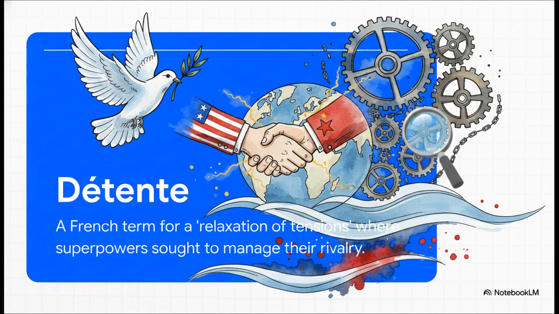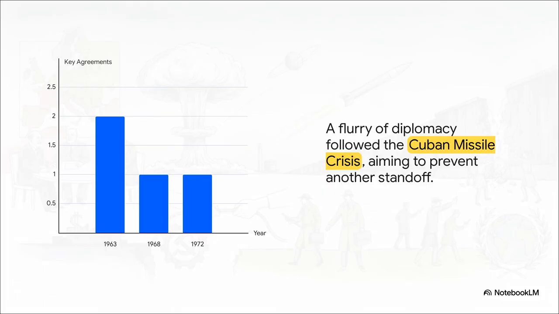Now, the goal wasn't to suddenly become friends, no way. The goal was to establish some ground rules for the rivalry, to make sure a crisis like Cuba could never, ever happen again. And what happens next is this incredible flurry of diplomatic activity. Right after the crisis, you see all these agreements pop up. The Test Ban Treaty, the Non-Proliferation Treaty, the SALT I Treaty. Both sides suddenly realized they needed to start talking, and fast.